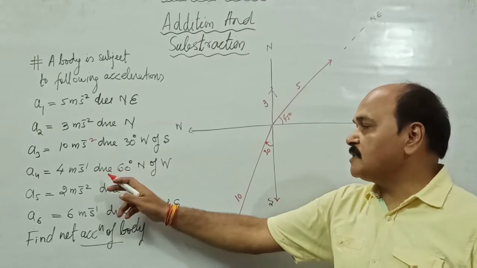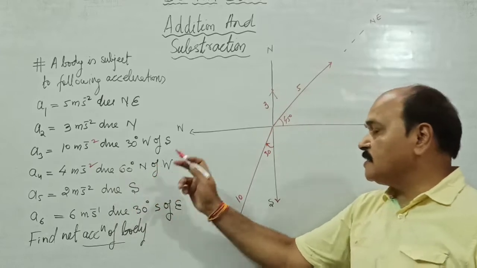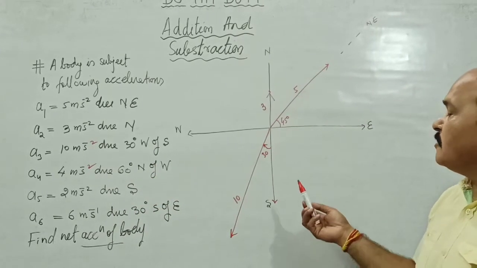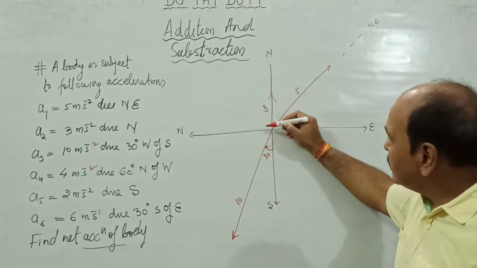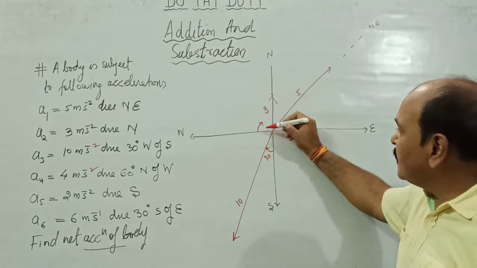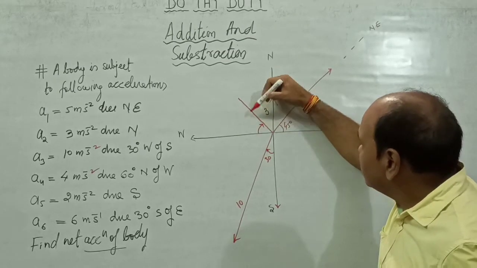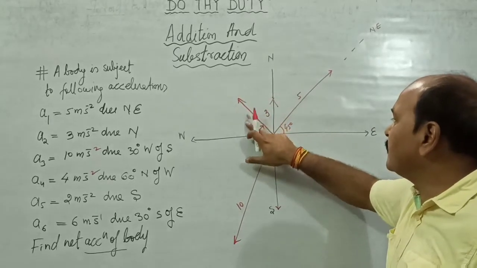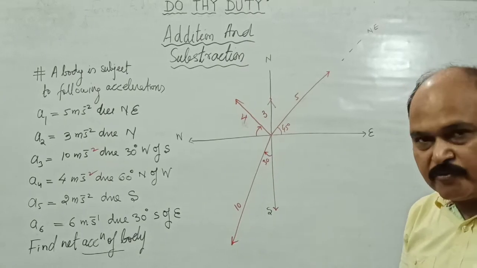A4 is 4 meter per second square due 60 degree north of west. This is west. North of west is what? This is 60 degree north of west, and the length of the vector is 4 unit. This is the 4 unit vector. This 4 should be very clearly visible. This is vector number 4.